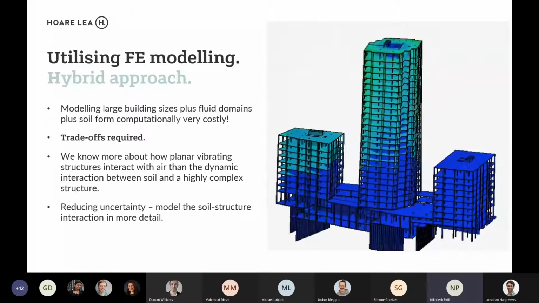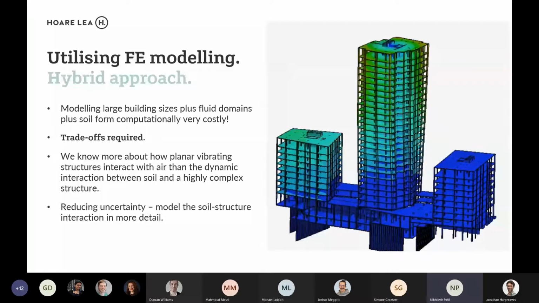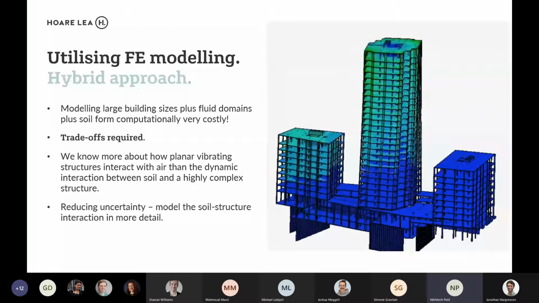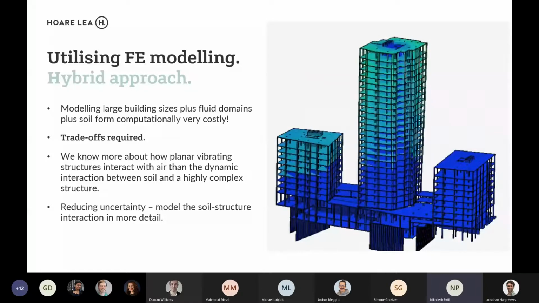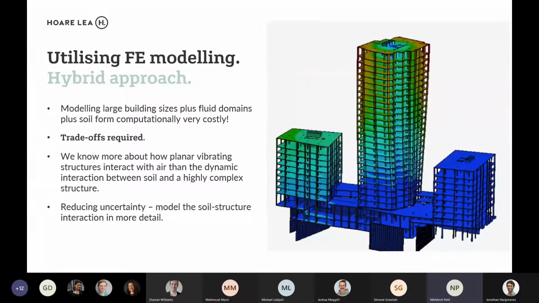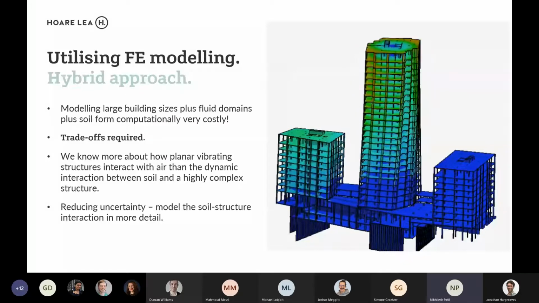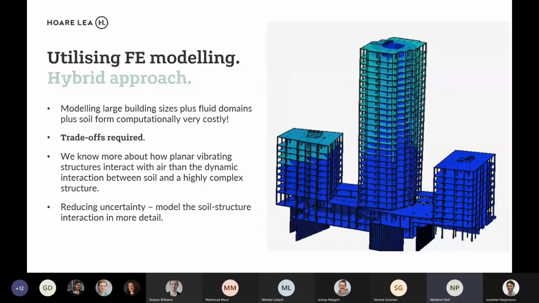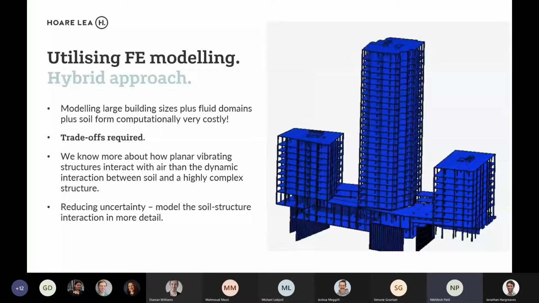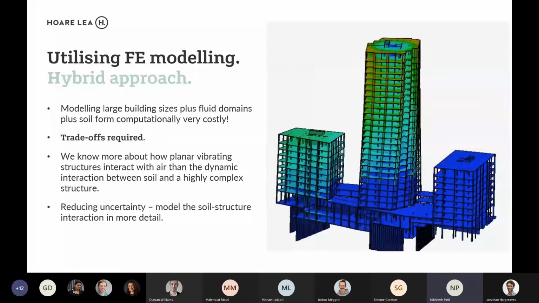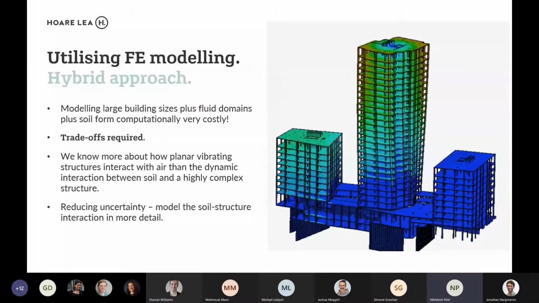Let's take the case of just vibroacoustic coupling. In most building scenarios, if you were to simplify it, we have planar radiating structures radiating into a room, which is essentially a block of air, and we know very well how planar vibrating structures interact with air through radiation efficiency and all that, compared to how the structural form dynamically couples with the soil and what the soil-structure interaction looks like. So maybe we should focus more on the soil-structure interaction in more detail to reduce our uncertainty, and have a different approach for modeling the vibroacoustic interaction at the other stage.